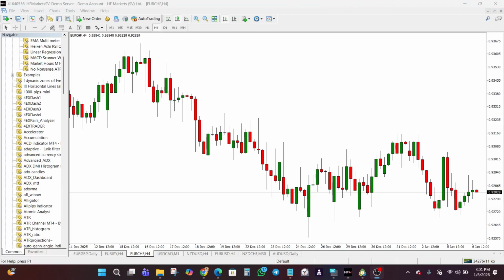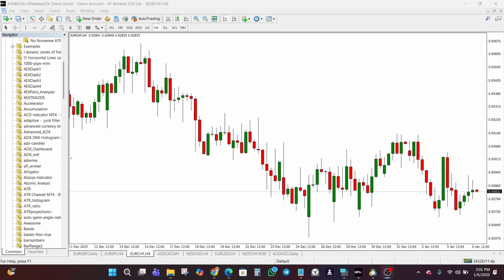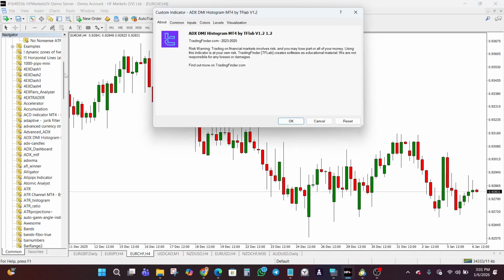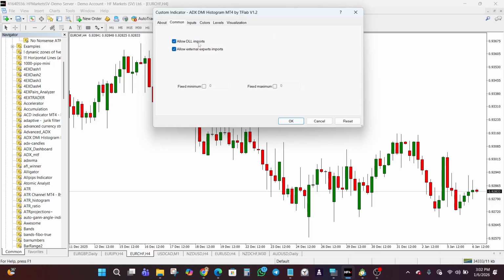Hello traders, in this video I'm going to be showing you how to set up and use the ADX histogram indicator. Okay, so after you must have added the indicator to your indicators folder, come and refresh your navigator and just drag and drop. All right, ensure that the allow DLL imports box is checked.